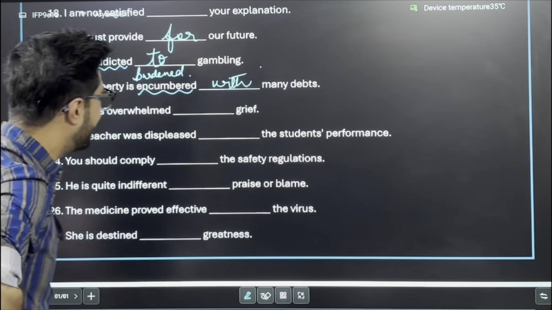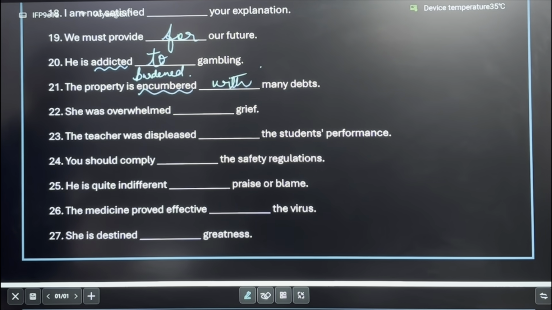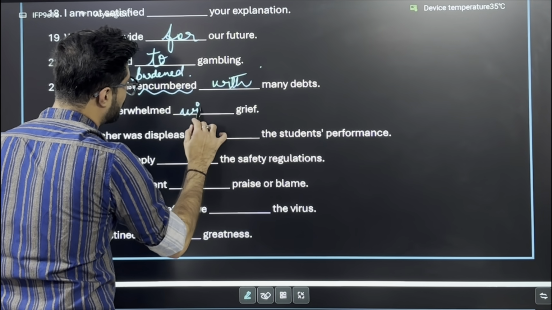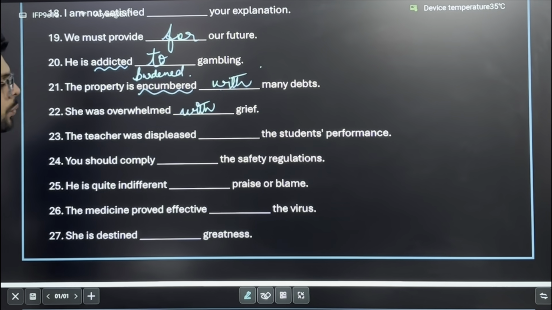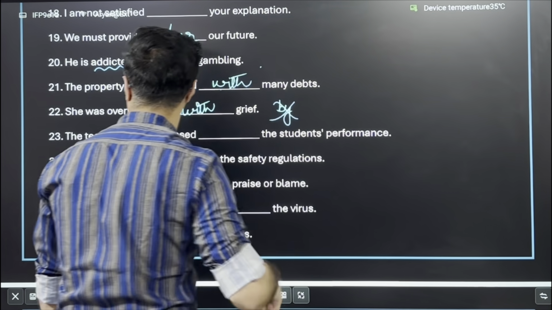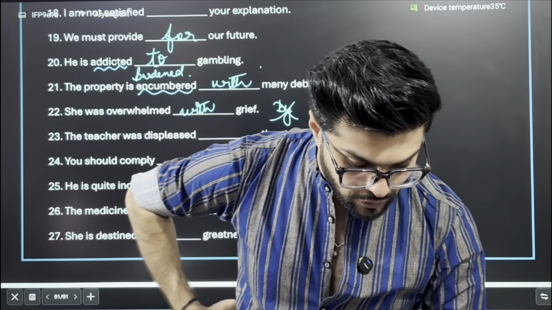Yeah, with many debts use होगा. ठीक है. Burdened with many debts. She was overwhelmed या overcame with grief use होता है. You are always overwhelmed with any emotion. यहाँ पे by is not the correct context. ठीक है. Please take note of that.